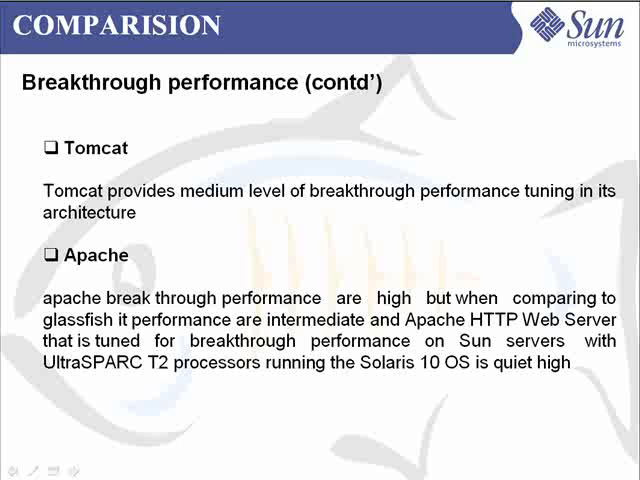When we take Tomcat, it provides a medium level of breakthrough performance tuning in its architecture. And Apache breakthrough performance is high, but when we compare it to Glassfish, its performance is intermediate.